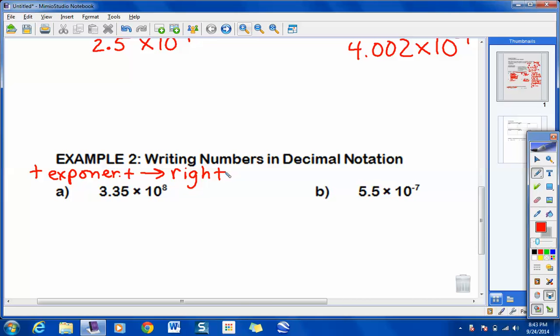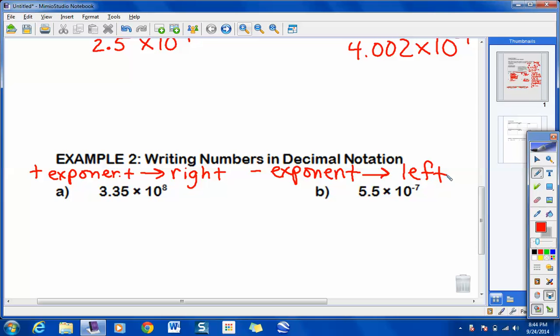And get this other part down. If my exponent is negative like it is in part B, well, you guessed it. If the exponent's negative, a negative exponent is going to mean move your decimal point left that many units. Okay?